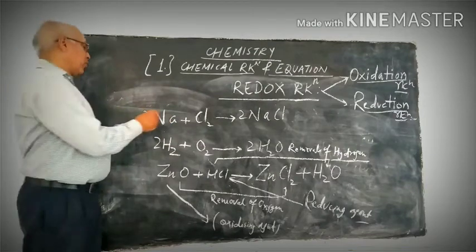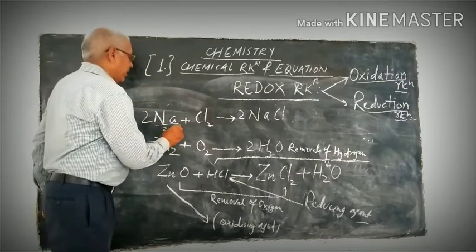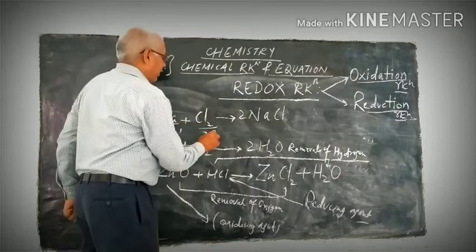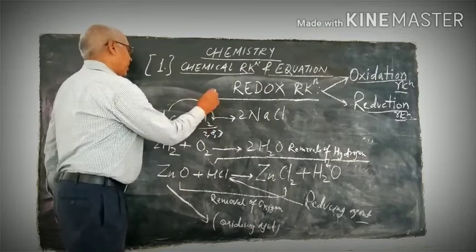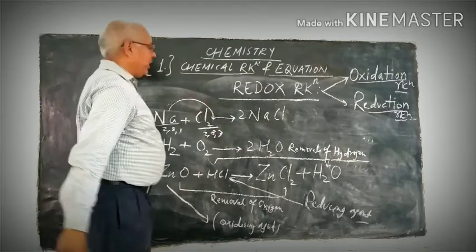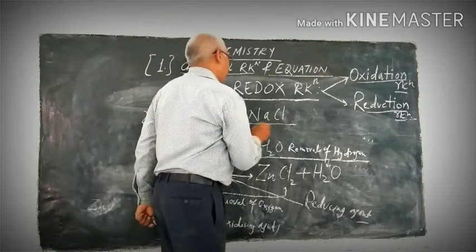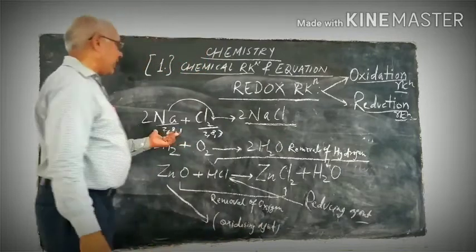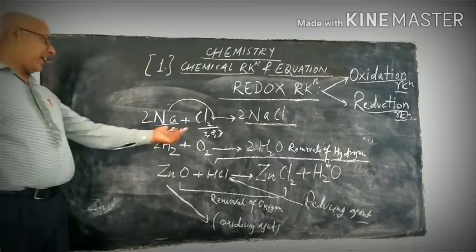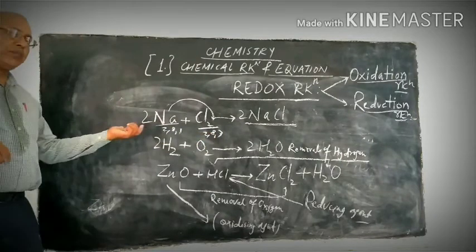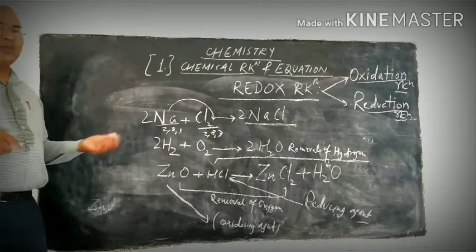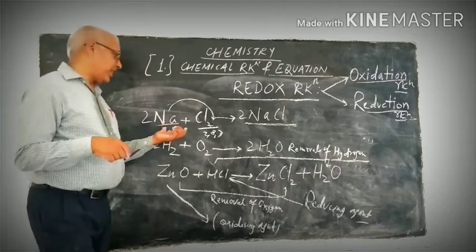As for sodium, 2,8,1 and chlorine 2,8,7. After losing one electron from sodium and gaining it by chlorine, they form sodium chloride. So loss of electron is oxidation, and gain of electron is reduction. On the basis of electronic theory, we understand oxidation and reduction.